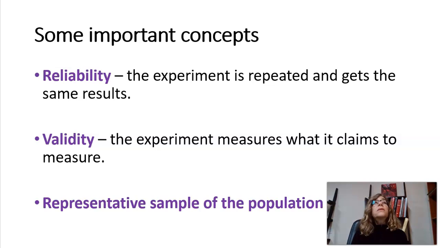Validity tells us that the experiment measures what it claims to measure. So, for example, we talk about intelligence tests in psychology, right? So an intelligence test is supposed to measure how intelligent you are. But what we have found is that intelligence tests, or parts of them, are not very good because they don't measure intelligence well across, say, racial or economic divides.